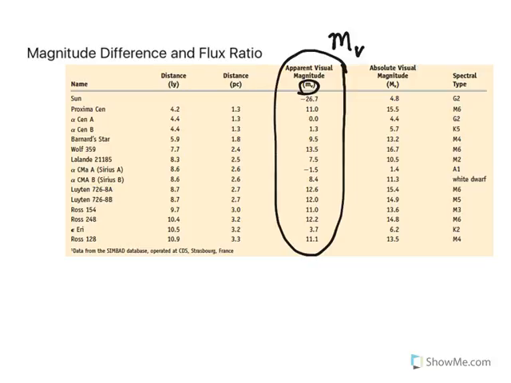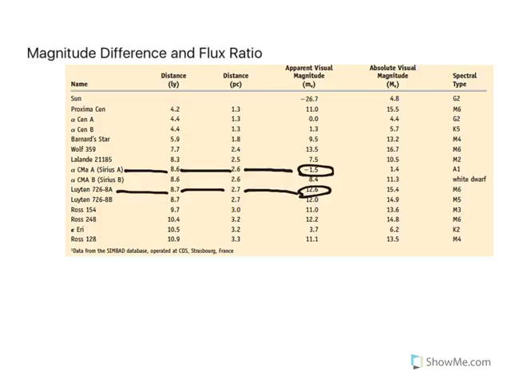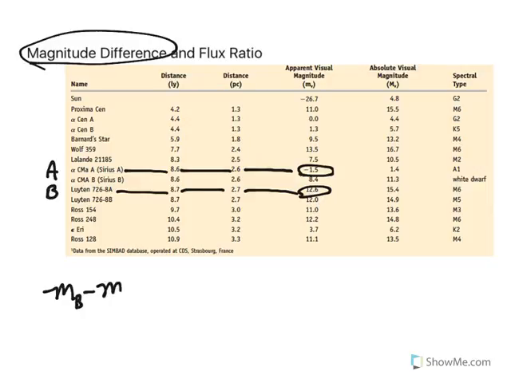And notice that the numbers are usually not nice even numbers. We can see here there's a negative 1.5, and we see here there's a 12.6. So we see fractions. Let's call Cirrus A the A star, and let's call the Luyten 726-8A the B star. And let's find the magnitude difference between these two stars. So we want to solve for m sub b minus m sub a, which is called your magnitude difference.